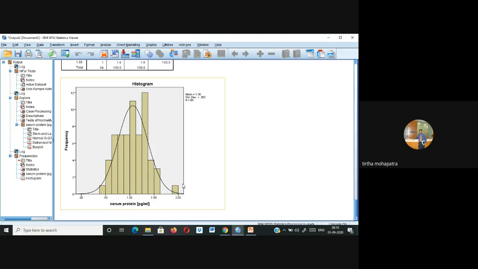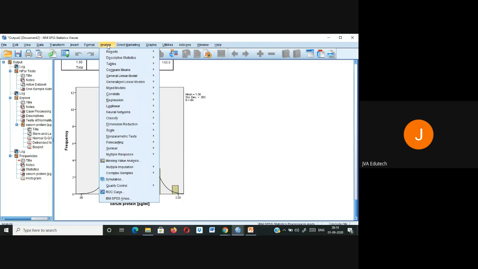There are chances. If I have created some group categories, I also have to check whether along the categories there is a normal distribution or not. If that is the case, then I am telling you the situation.